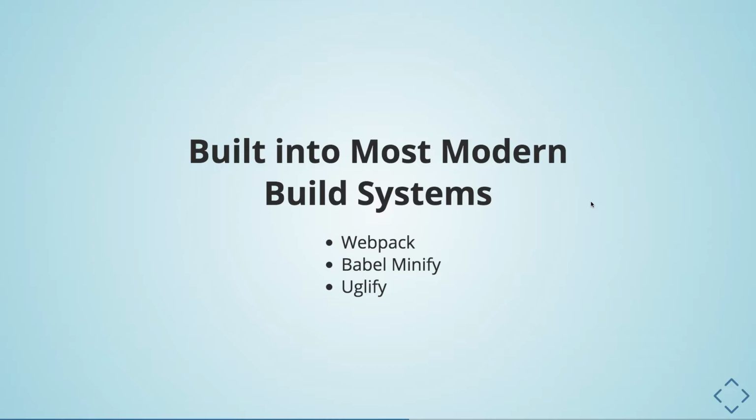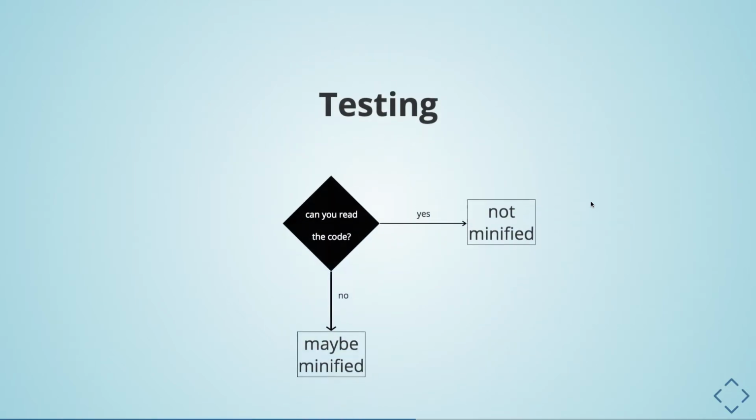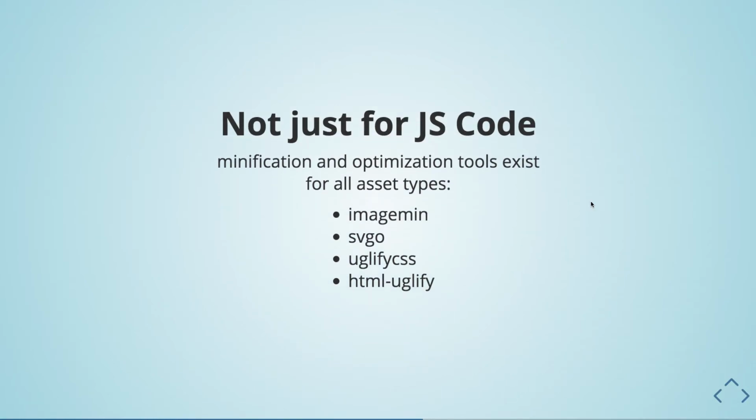So anyway, the minification of things is built into most modern build systems. Webpack with the -p flag, which tells it production, is going to run it through this. There's Babelify, there's Uglify. This is for JavaScript, but not just JavaScript, right? This is for images, SVGs. They have this for CSS. They have this for HTML. There's a number of them.